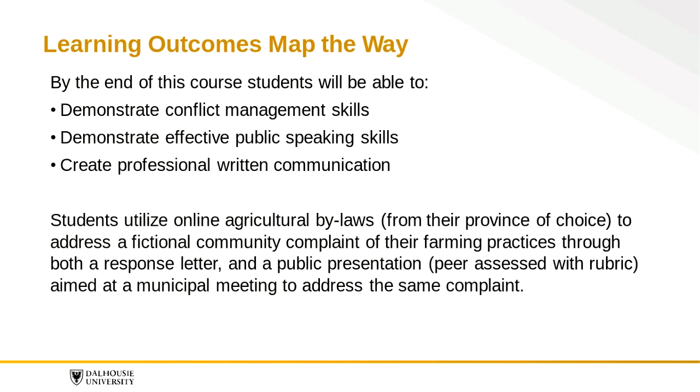So let's go back to my learning outcomes for my communications course, keeping in mind that the students are these farm kids. So, demonstrating conflict management, effective public speaking, and professional written communication. I had to really tie it into these students' experience. And so how I assessed them on these is I had the students utilize their online agricultural bylaws, which are located on many municipal websites. And they had to address a fictional community complaint of their farming practices. They had to do that through a response letter. So we talked about writing professional letters, and that also played into their conflict management. They also had to do a public presentation, basically as if in a municipal meeting, addressing that complaint and defending their farming practices.